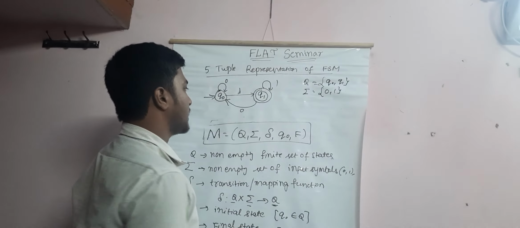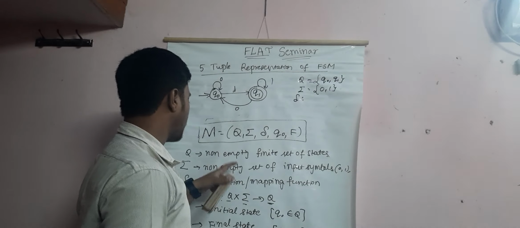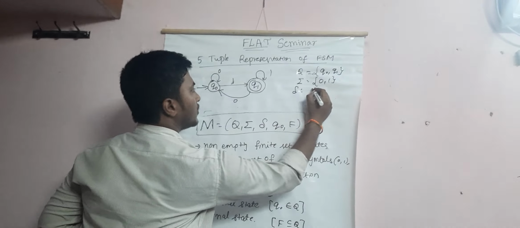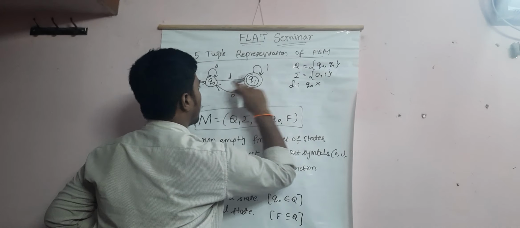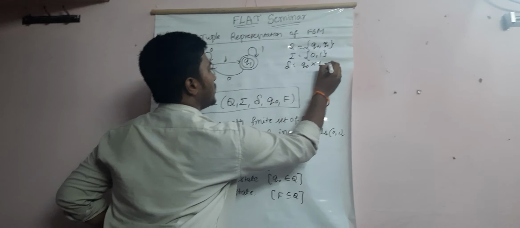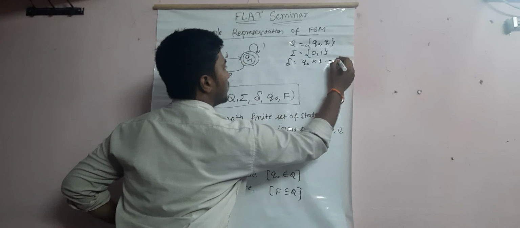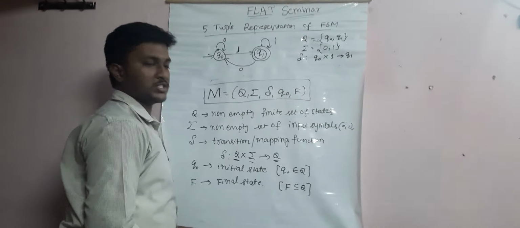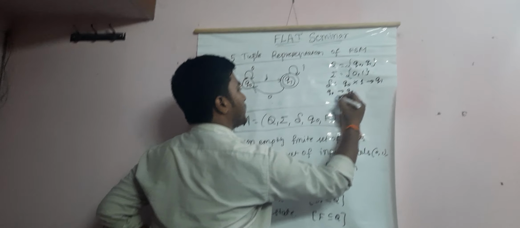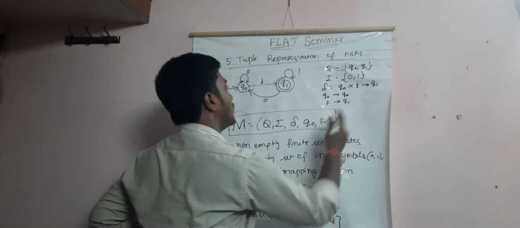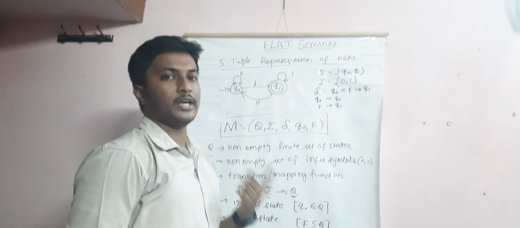Next, coming to the transition function, delta, we can explain it with an example. I am taking here first Q as Q0, on giving input symbol 0, it is moving to Q0, and on giving input symbol 1, it is moving to Q1. So this is an example for the transition function. Next, coming to the initial state, it is Q0 itself, and the final state is Q1. The initial state is represented with an inward arrow, and the final state is a double circle.